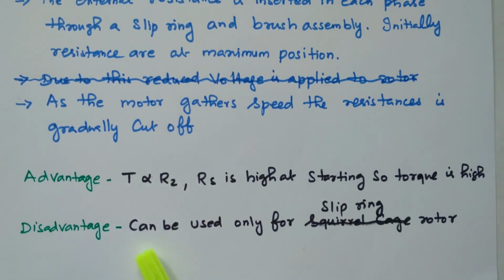The disadvantage is that it can be used only for a slip ring rotor. The squirrel cage rotor is one more type available, where we cannot connect any resistor to the squirrel cage rotor. Only in the slip ring rotor can we use this method, because in the slip ring rotor we are able to connect the external resistor, but in the squirrel cage rotor there is no connection. We cannot add any external resistance.